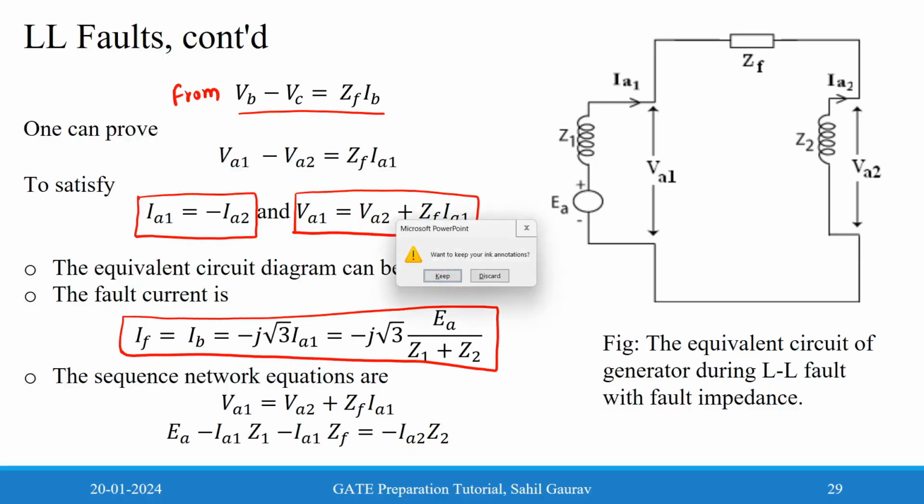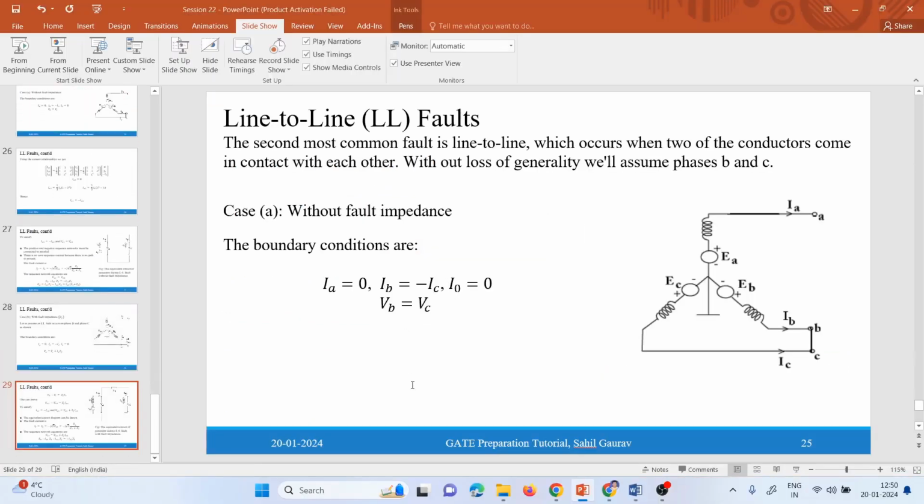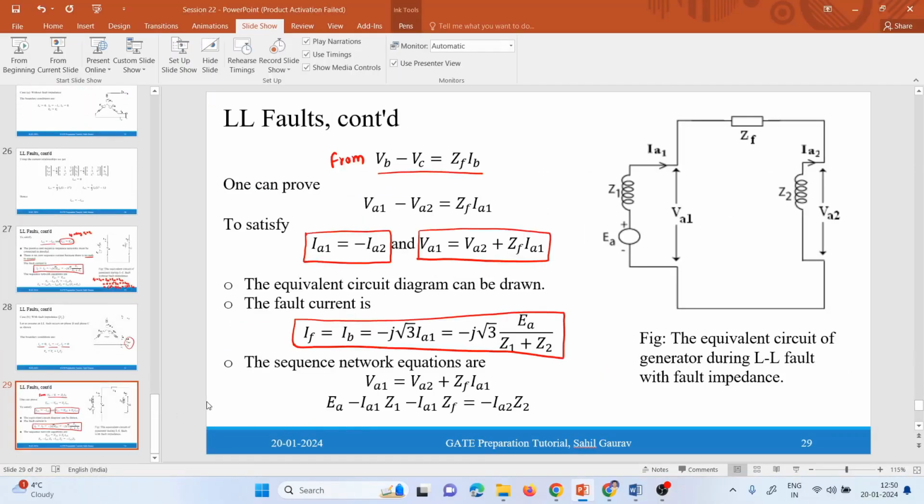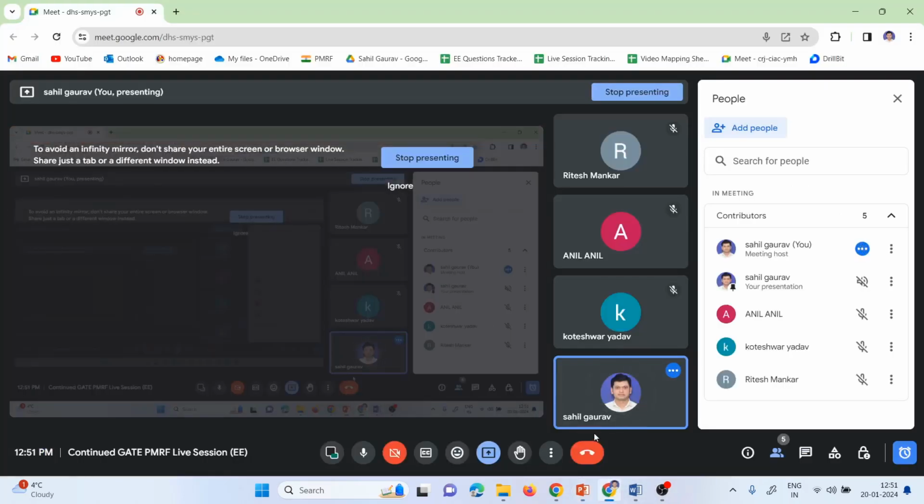Unfortunately I could not cover all the unsymmetrical fault analysis, so I will try to cover it in the next class, meaning all problems based on fault analysis, so that you have good confidence in fault analysis. Any doubt or anything? I think the next class will be the last class for this NPTEL GATE PMRF. That's why they asked us to do the 2 hour session, but I think it is only 1 hour 15 or 20 minutes.